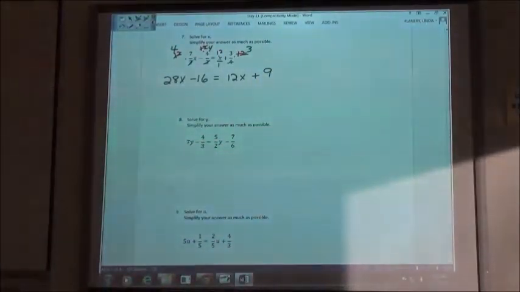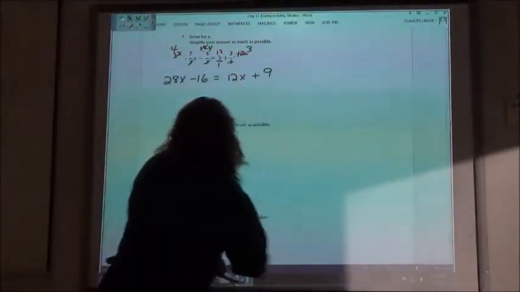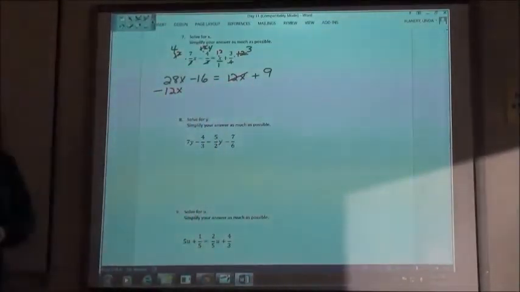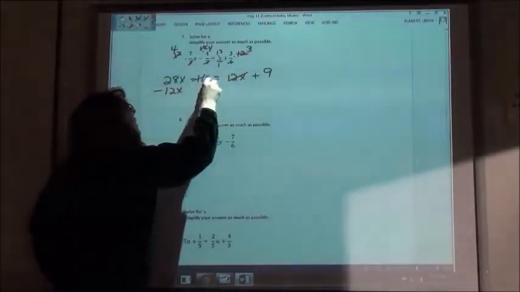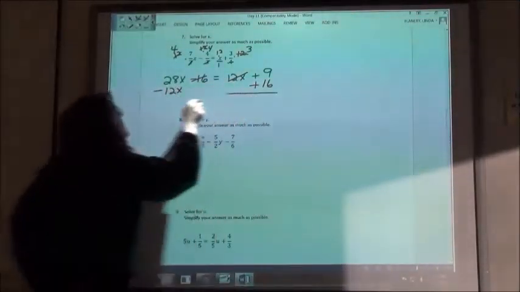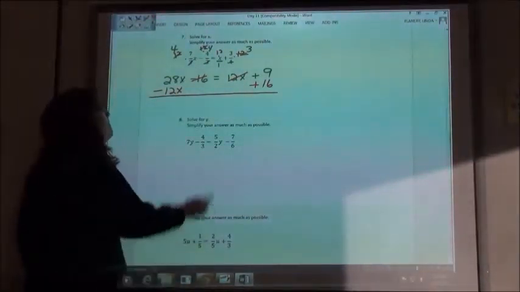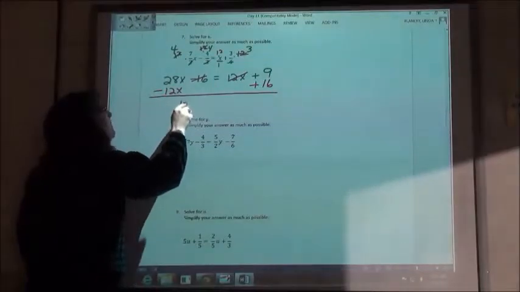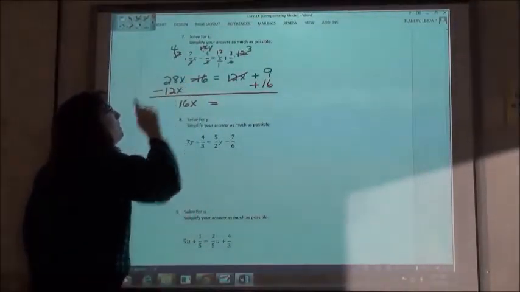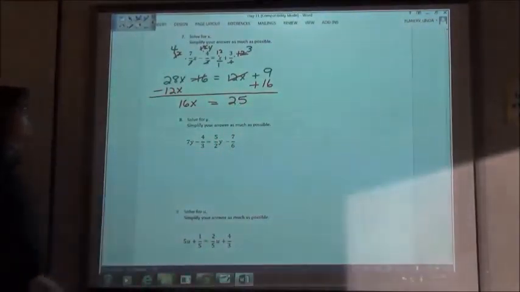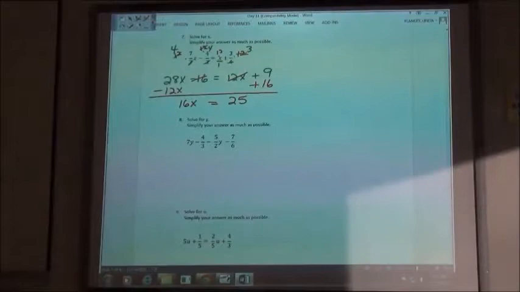Now that looks a whole lot simpler to solve than the previous thing, right? So now how do we solve that? We're going to put the 12x over by 28. So we're going to minus our 12x, and your 16 is going to become positive 16. So we would get minus 16x plus 25 equals 25. 16x equals 25, and then we divide.